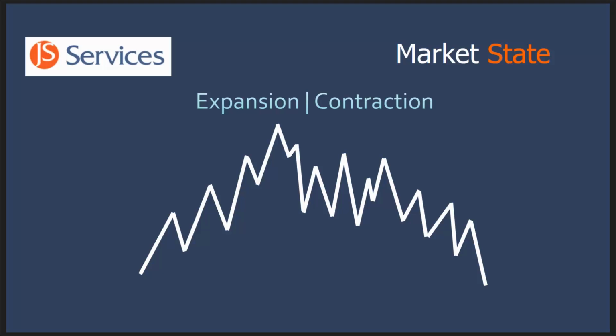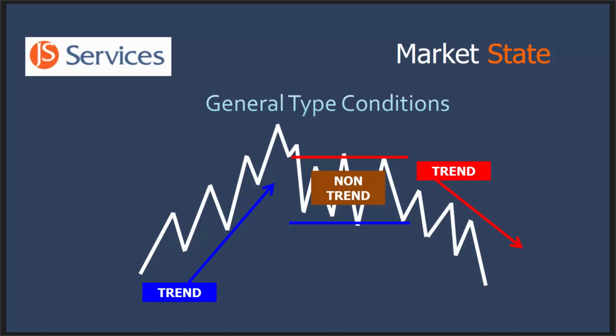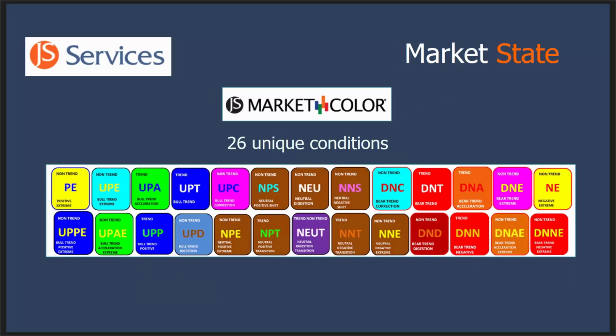Markets are always expanding and contracting, and they do that in different ways. But if you talk to someone about their market state expectation, they're going to give you more of a black and white definition: the market's trending, or the market's not trending. That's really a black and white definition, and I call those general market state types. JSServices has identified 26 unique conditions.